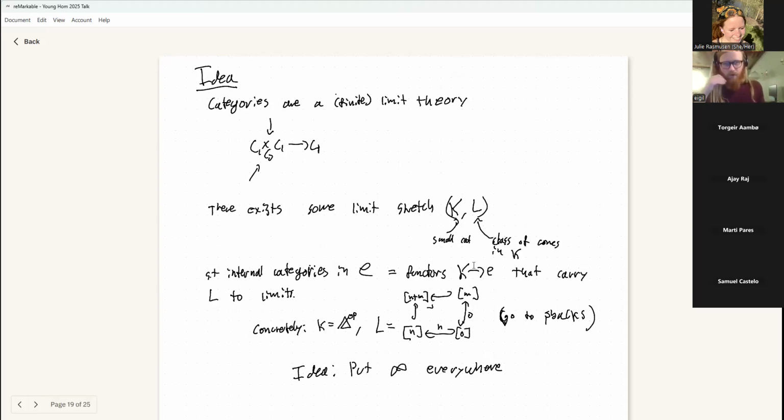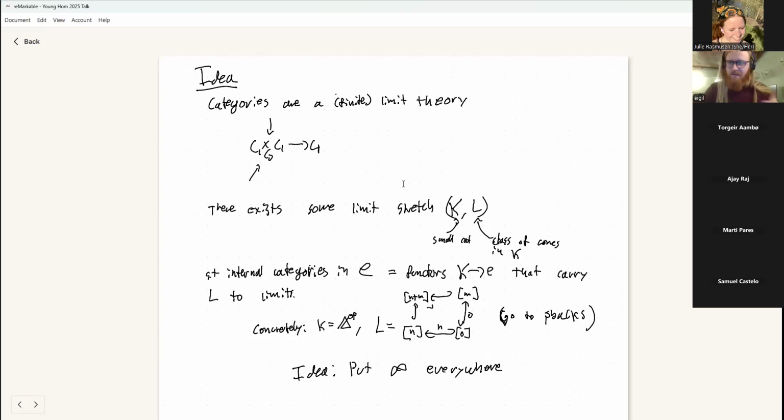Okay, so categories are like the concept of category limit theory. That is to say, there's some small category and some class of cones in K, such that internal categories are just functors that take those cones to limits. Concretely, you can take simplicial objects where all of these diagrams go to pullbacks. You probably know about Segal objects since you're homotopy theorists. This is like a Segal object. So a double category is a Segal object in categories.